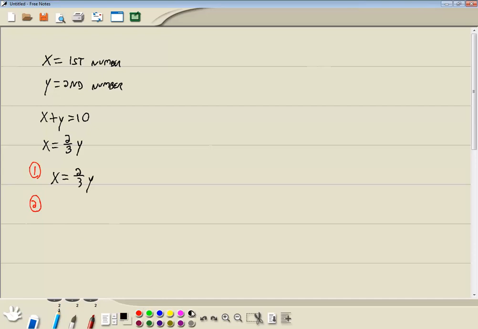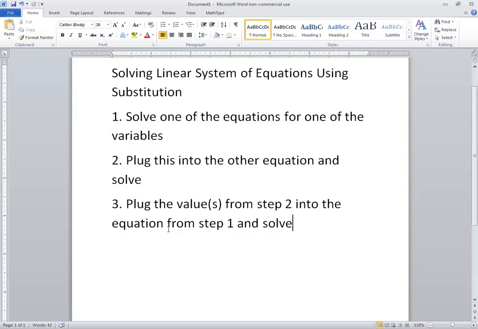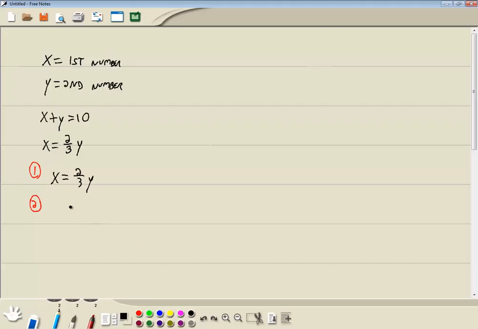Step 2. Plug this into the other equation and solve. Our other equation is x plus y is equal to 10. Now here we just said that x is equal to 2/3 y. So we're going to replace the x here with 2/3 y. Okay. Now we want to solve it.